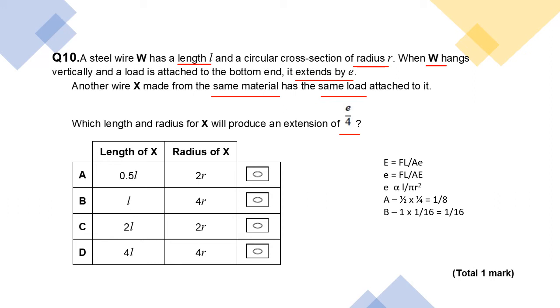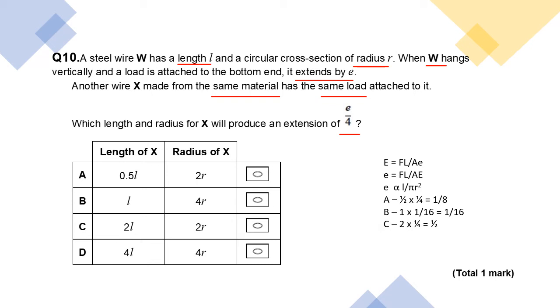If you look at B, length remains the same. Radius increases by a factor of 4, so the area would increase by a factor of 4 square, 16. So the extension should decrease by a factor of 16. So the final change is 1 over 16. Again, we don't want that.